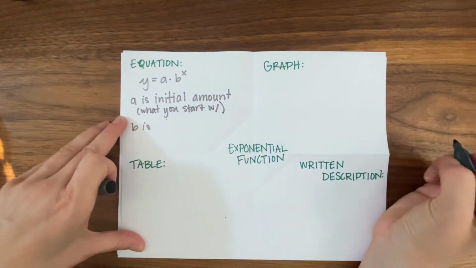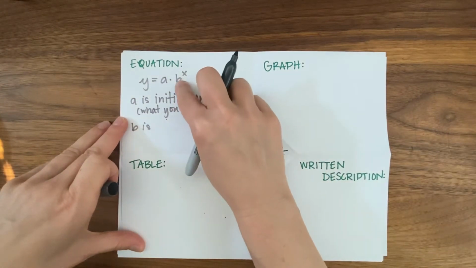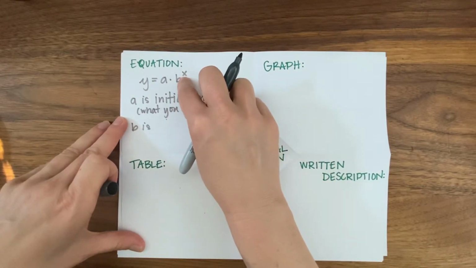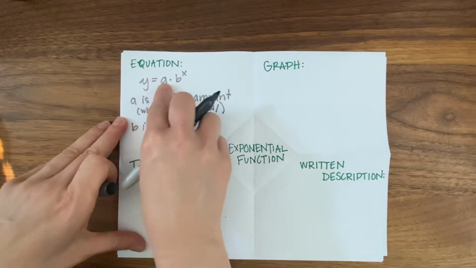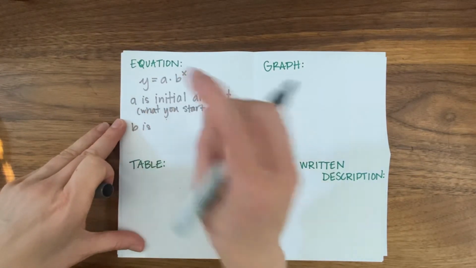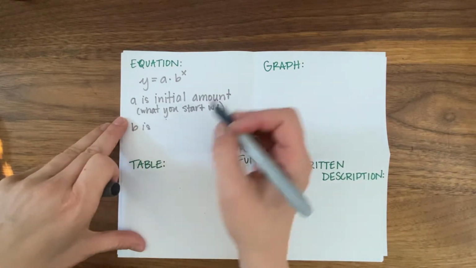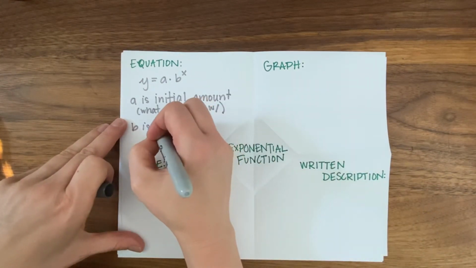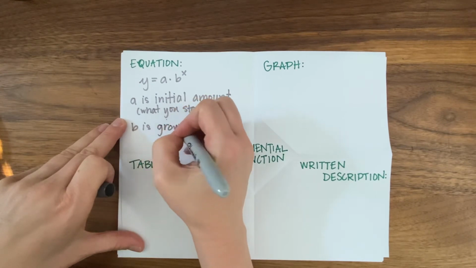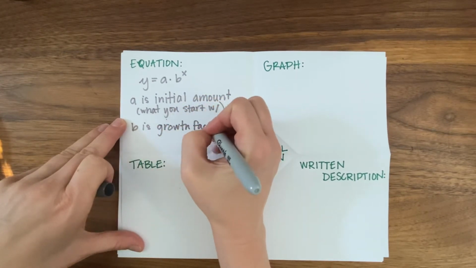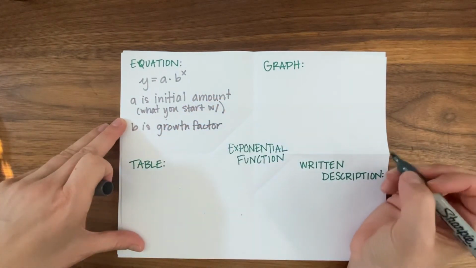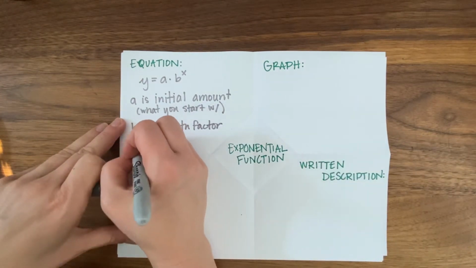When x is 0, any number to the 0 power is 1. 1 times any number is that number. So when x is 0, y is a. And b is that number you're constantly multiplying by. So b is the growth factor. That's the number that's being multiplied.